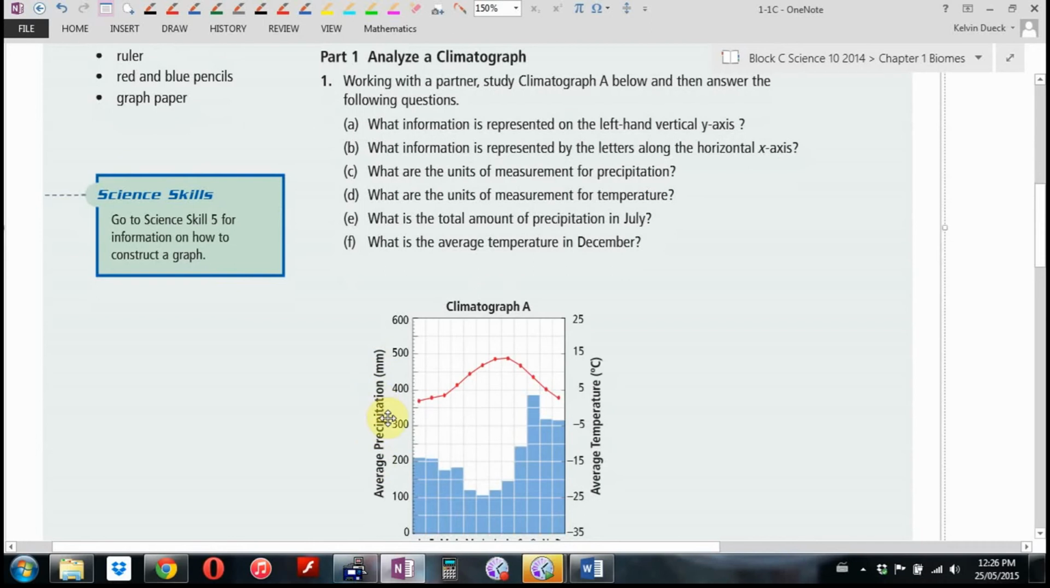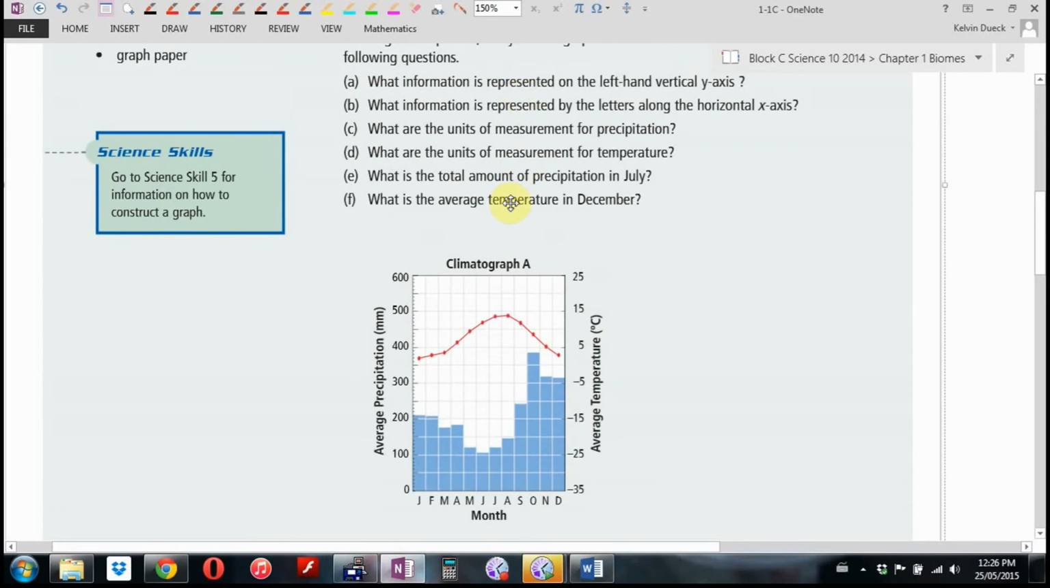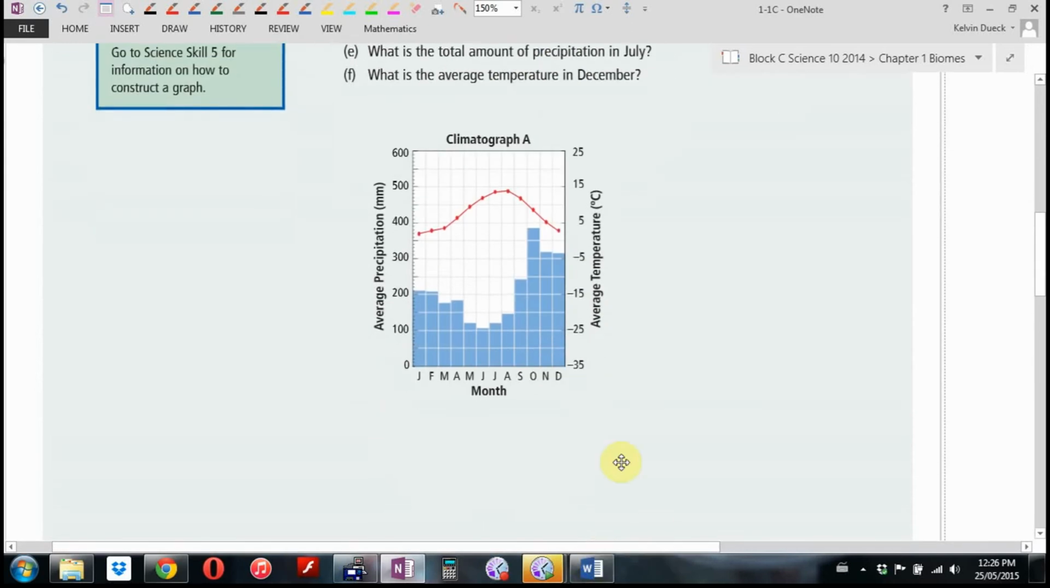That's this one here, I think, average precipitation in millimeters. What's with the letters? Well, what do you think J A S O N stands for? Months, okay? And then you can answer those pretty easy. Then it's going to start asking you to interpret this. So the dotted part, that's the temperature. The bars are the rainfall.